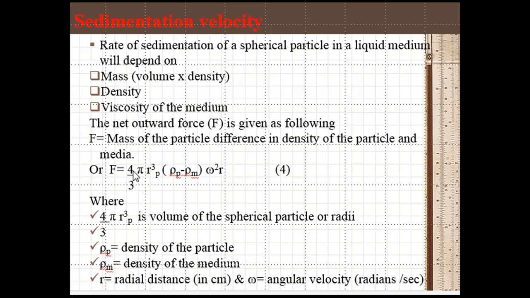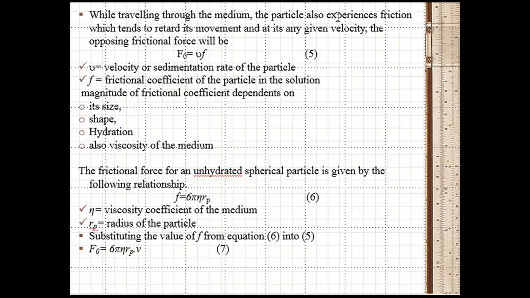F is equal to 4 upon 3 pi r cubed times rho p minus rho m times omega squared r, where 4 upon 3 pi r cubed is the volume of a spherical particle of radius r. Rho p is the density of the particle, rho m is the density of the medium, r is the radial distance in centimeters, and omega is the angular velocity in radians per second. Traveling through the medium, the particle also experiences a retarding force that opposes its movement at any given velocity.